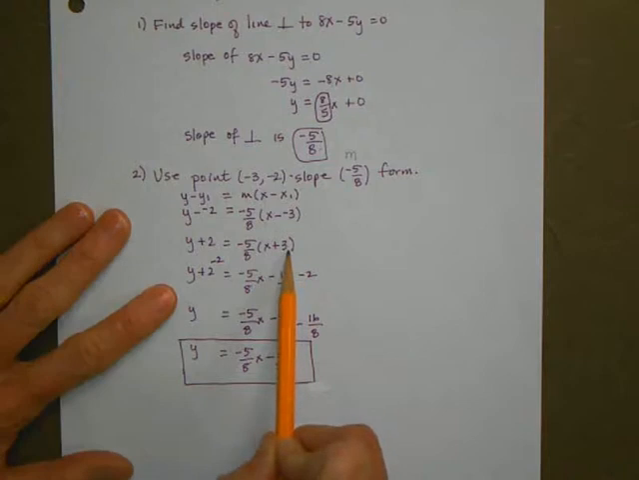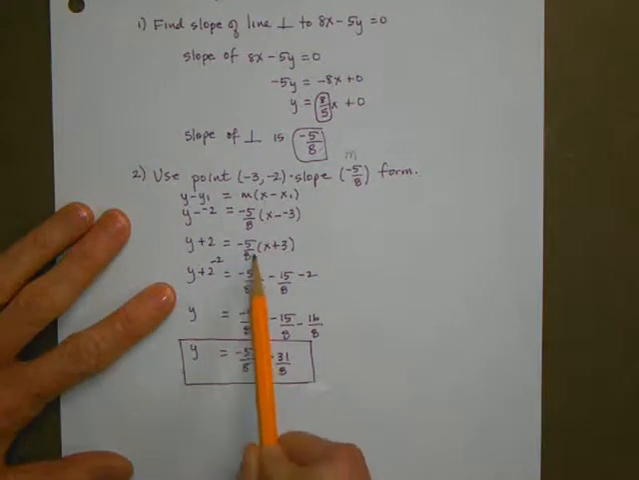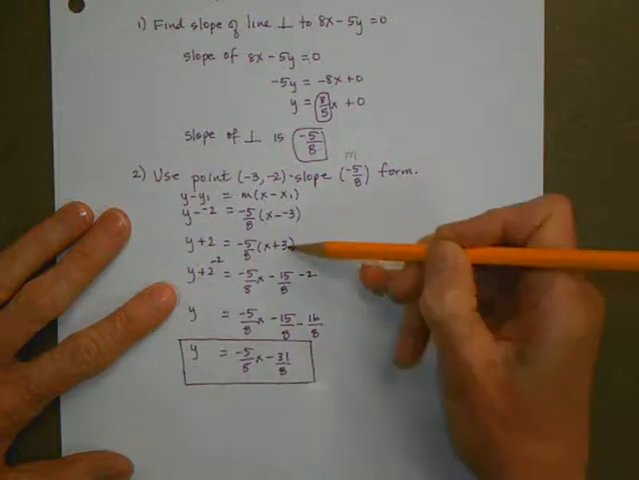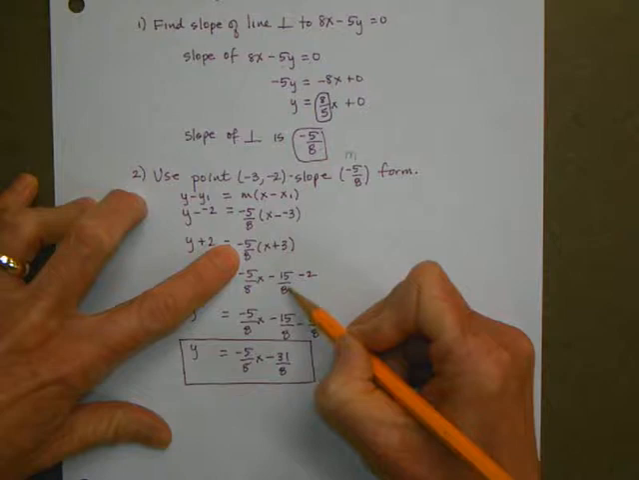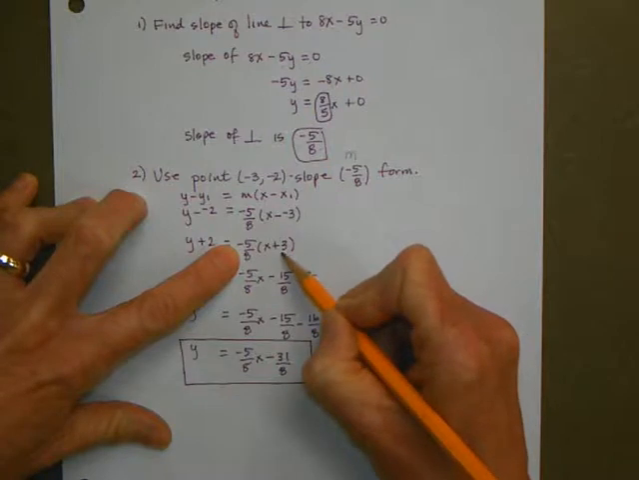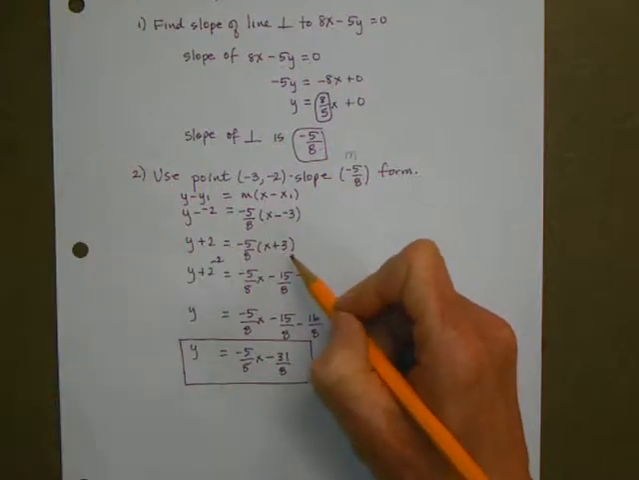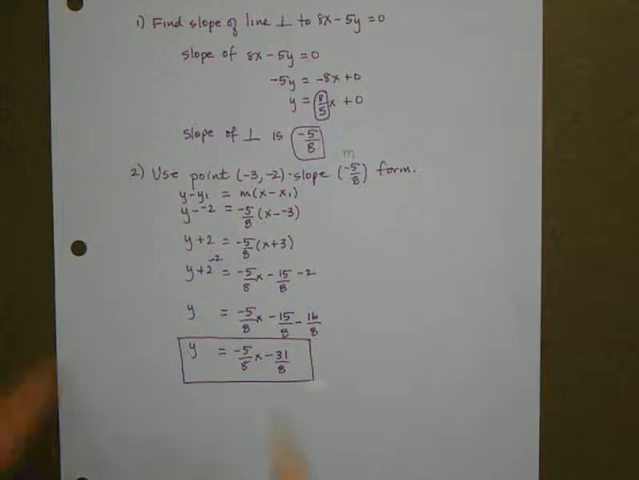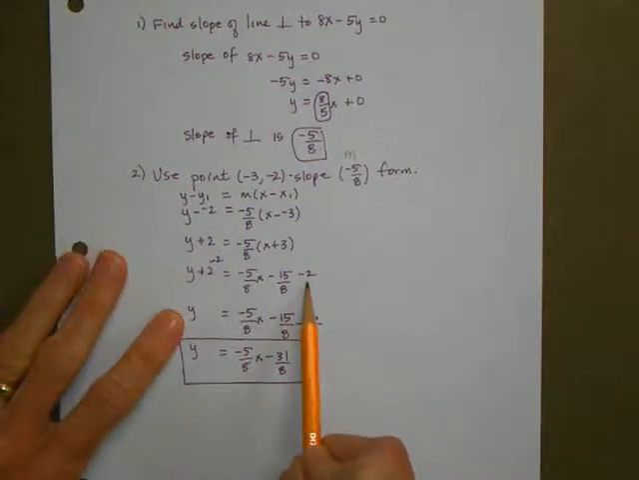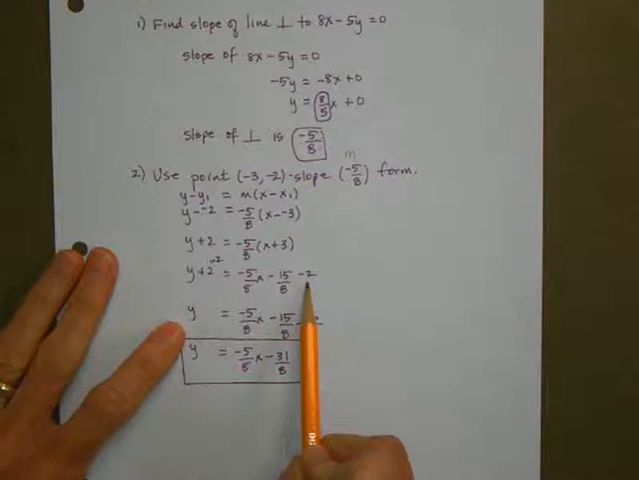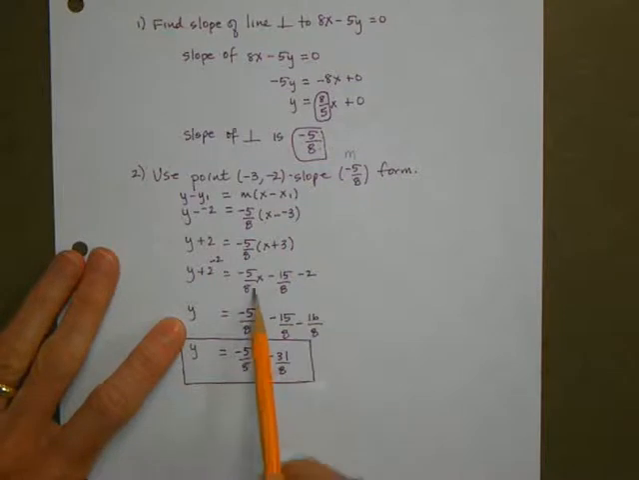x plus 3. Distribute the minus 5/8, minus 5/8 x minus, okay, now this is interesting. Negative 5/8 times 3, that's minus 15/8. Remember, I multiply the numerators and the denominators here. And so then subtracting 2 from both sides. See, the trickiest part about this, guys, is going to be the arithmetic, not the algebra, not the geometry. Okay, so I have minus 5/8 x minus 15/8 minus 2.